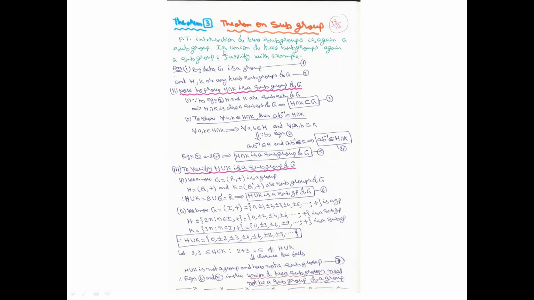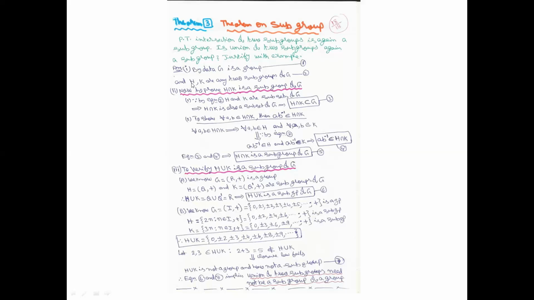And one more question they asked: is the union of two subgroups again a subgroup? Yes or no? Justify with an example. This is theorem number 3. Now let us prove. First step, by data, G is a group. Call it equation 1.